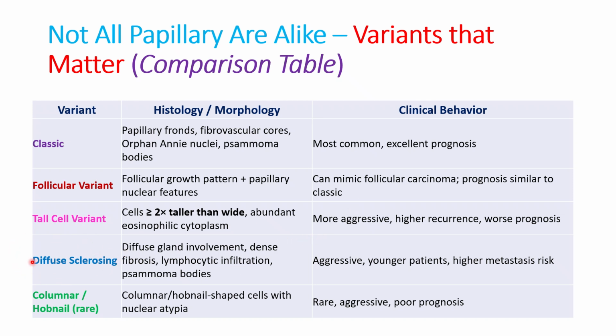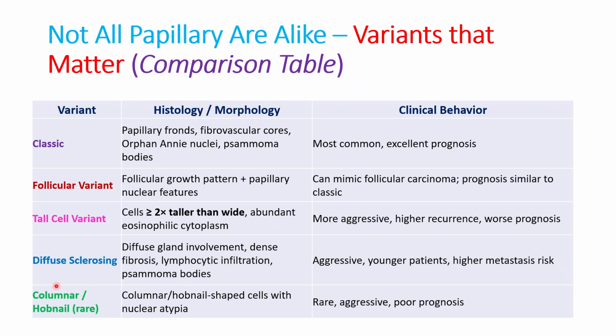Next is the diffuse sclerosing variant. Instead of being a single nodule, it involves the whole gland. You will see dense fibrosis, lots of lymphocytes and Psammoma bodies everywhere. Prognosis is worse here too.